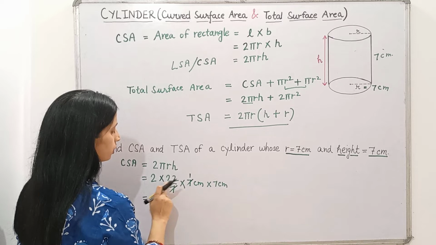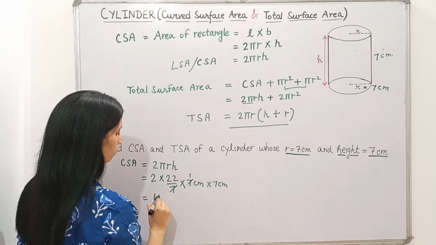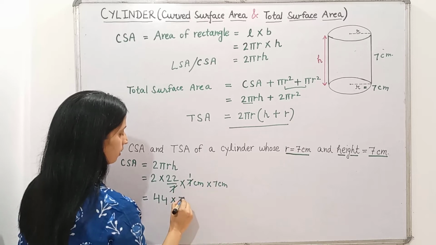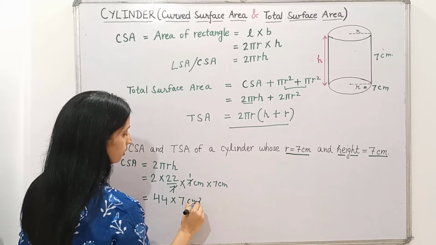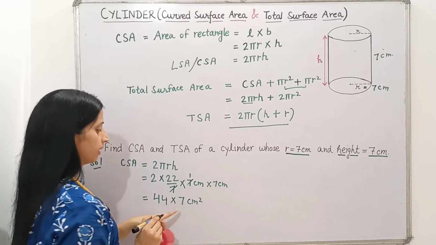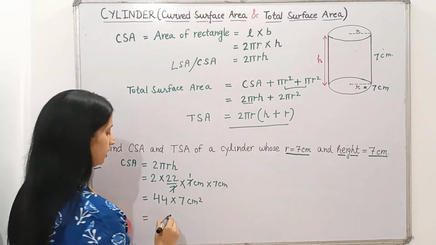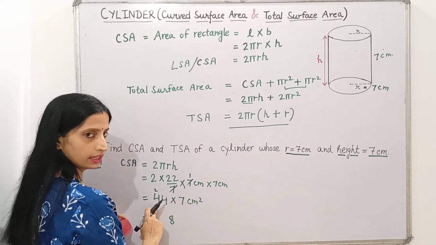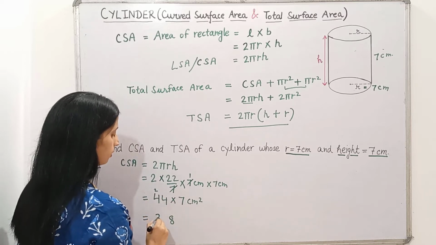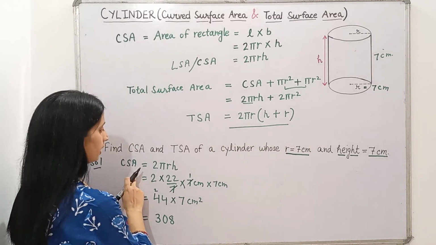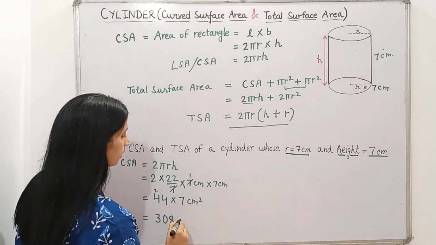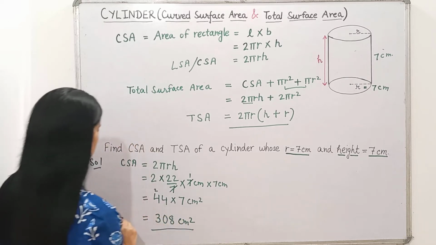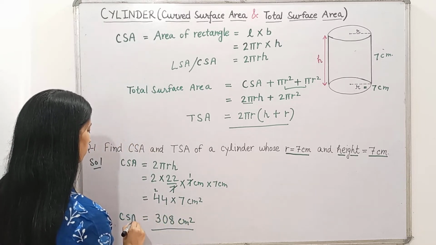Now we will multiply these two. 22 2s are 44, multiplied by 7 1s are 7, and the unit will be centimeter square. Now multiply these two. 7 4s are 28, 8 we will write, 2 we will carry. 7 4s are 28, 28 plus 2 is 30. So the curved surface area of this cylinder will be 308 square centimeter. Okay. This is the curved surface area.